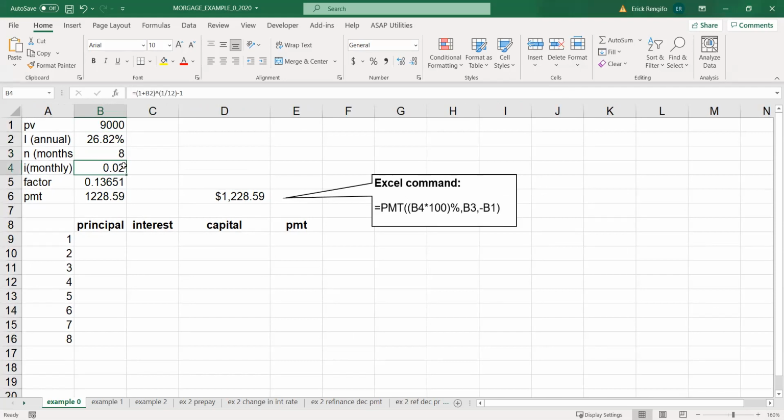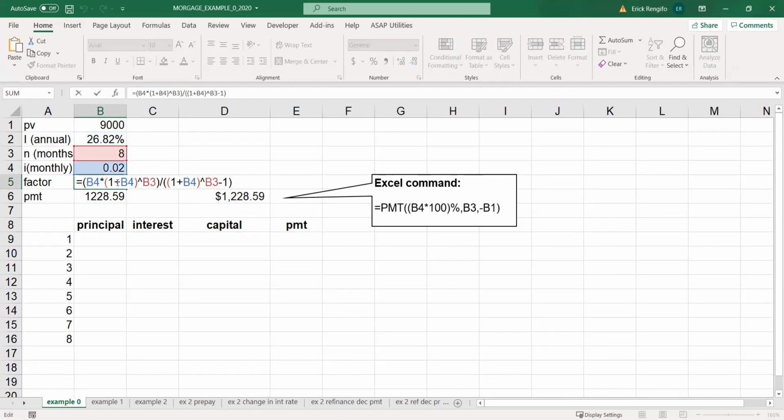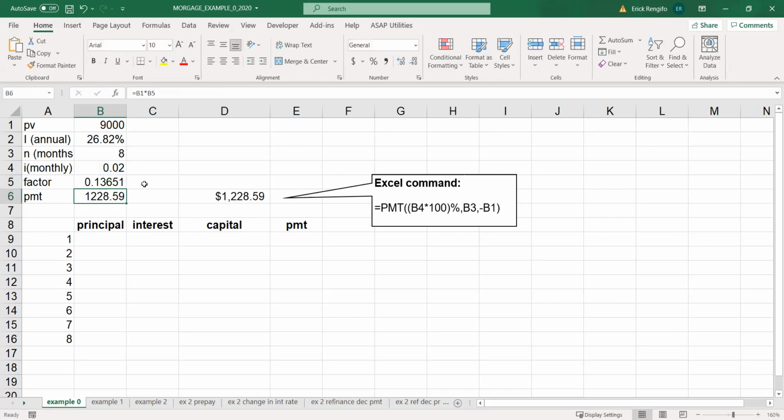So I have here my formula, the one that I've done before: 1 plus 26.82% to the power of 1 over 12, minus 1. So this is my interest, my 0.02. My factor, guys, this is the formula that I developed in class. So it's just replace the values and then you're going to find the results. And then your payment is simply the principal times the factor. So my payment is going to be 1,228.59.